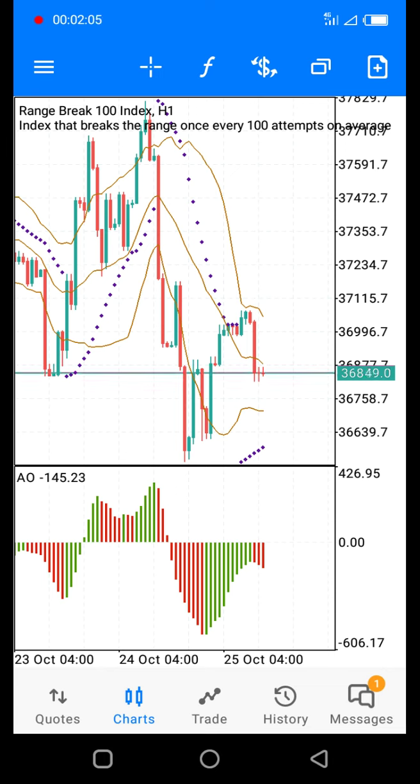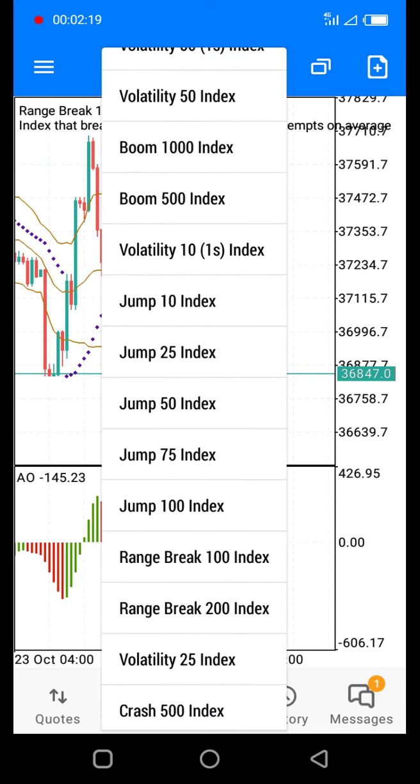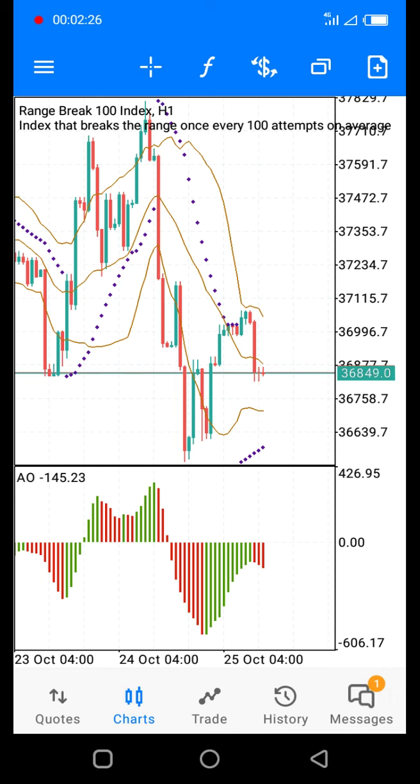So let us look at this together this afternoon. What we are going to be looking at is Range Break. Have you seen that particular asset on Deriv before? We have two of them: Range Break 100 and Range Break 200. It is very sweet to trade.